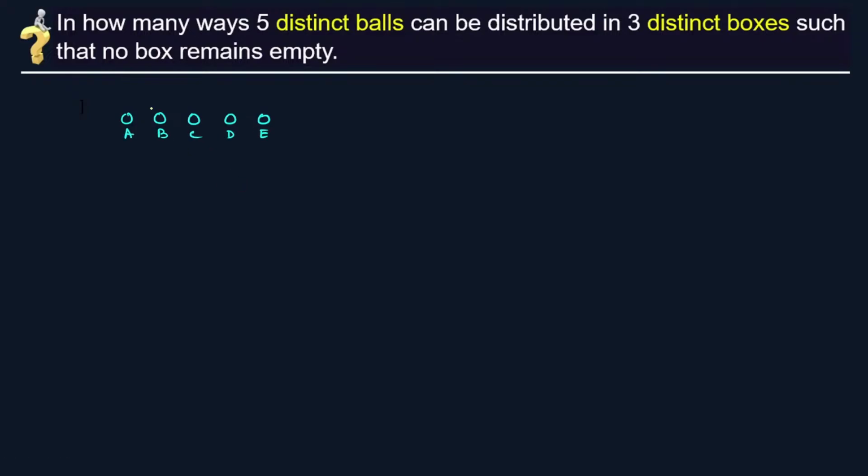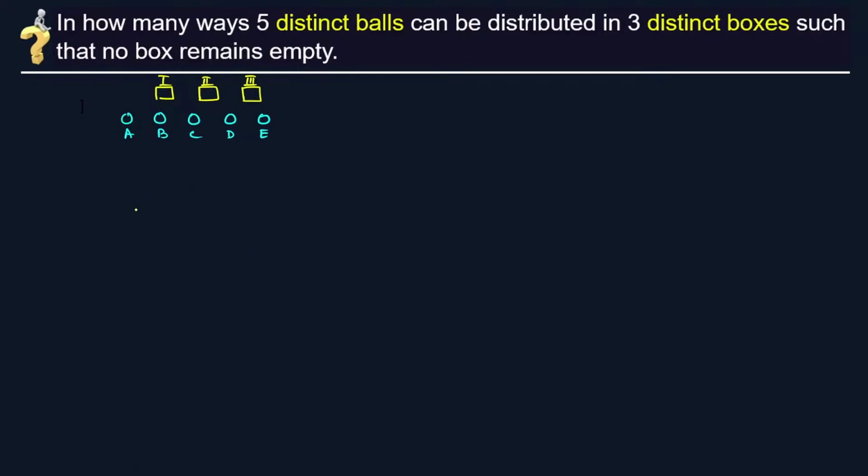And we are having 3 boxes. Okay, let us say this is box 1, this is box 2, and this is box 3. Right? Now the question is, in how many different ways can these 5 balls be distributed among these 3 boxes such that no box remains empty?